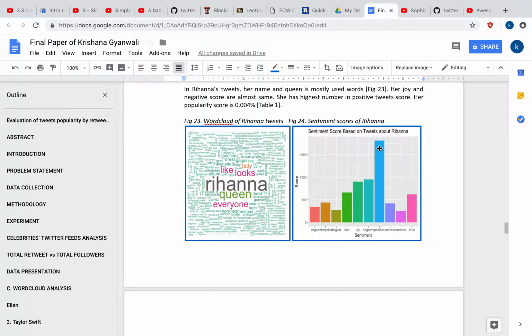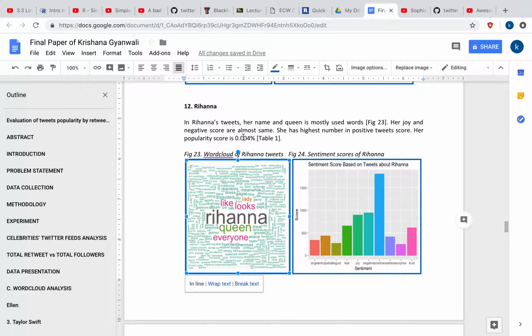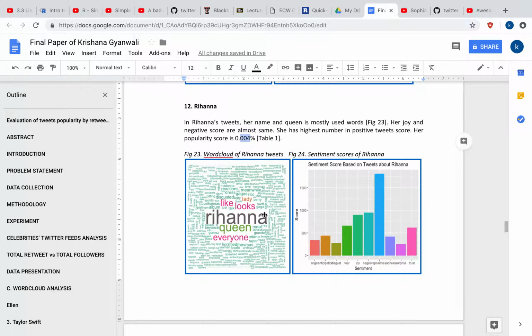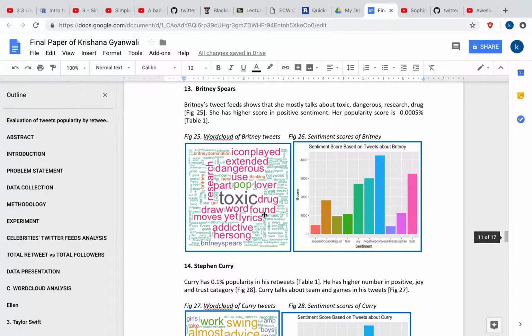If you see positive here, and then it comes down to sadness and surprise, and then a little bit up to trust. And then Queen, but her score is 0.004, which is not that popular at this point. Britney Spears has about 0.0005. She has not got higher attention, and her negative and positive differences are relatively low.